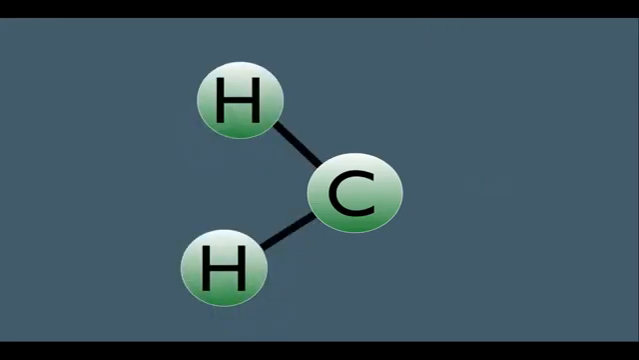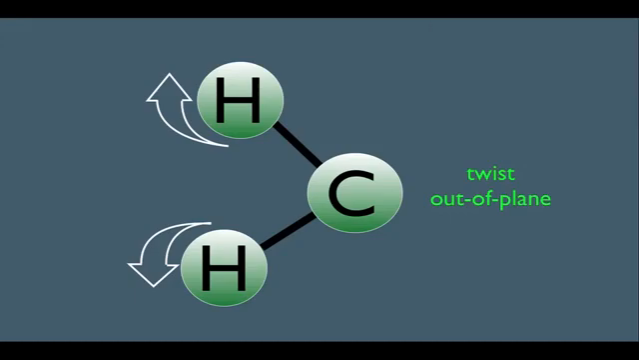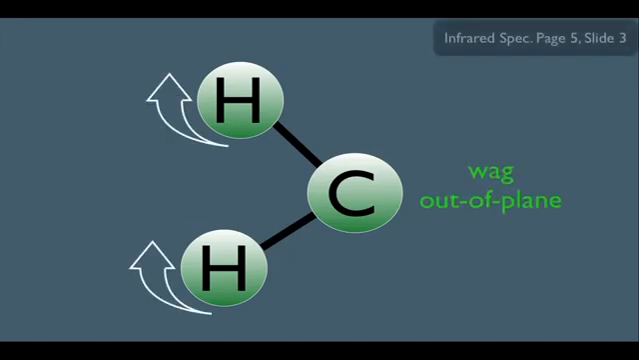And it can also get very three-dimensional. This is obviously hard to see here, but these hydrogens can actually twist out of plane, which means from our point of view, the hydrogens would move out towards us. And therefore, the hydrogens would now be not in the same plane as the carbon. Or they can even wag out of plane. We're going to see that a lot of these vibrations have their own corresponding absorption band on the IR spectrum.